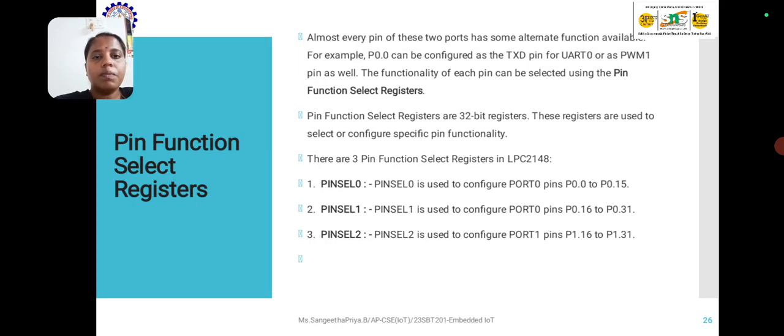The next one is the pin function select register. Almost every pin of these two ports has some alternative functions available. For example, P0.0 can be configured as the TXD pin for UART0 or as the PWM1 pin as well. The functionality of each pin can be selected using the pin function select register. The pin function select registers are 32-bit registers. These registers are used to select or configure specific pin functionality. There are 3 pin function select registers in LPC2148.